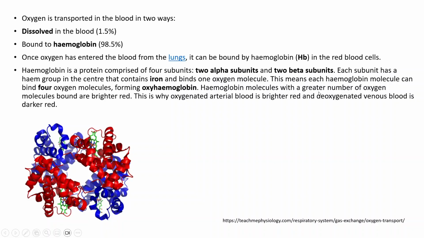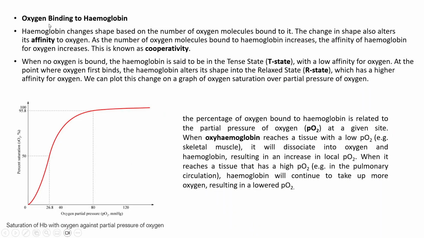And hemoglobin molecules can have a greater number of oxygen molecules bound. It doesn't mean that all hemoglobin at all times have all four oxygens bound. If they have more oxygen bound, they're brighter red, which is why oxygenated arterial blood, which has freshly been oxygenated at the lungs, is brighter red, whereas deoxygenated venous blood is darker red, because fewer oxygen molecules are bound to the hemoglobin. And when oxygen binds to hemoglobin, you can actually see the sigmoidal curve, which I'll talk about.